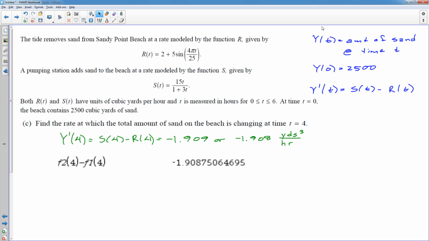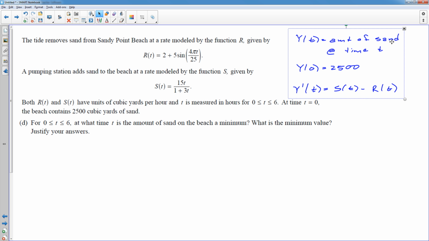All right, last one, part B. Now let me copy this so I can move it over as well. From 0 to 6, at what time is the amount of sand on the beach a minimum? Anytime you are asked for a minimum, you can guarantee you're going to need critical numbers. In calculus, you're almost always going to need critical numbers for the minimum. Now, this one's also on a closed interval, so this is actually going to be an extreme value theorem question, which makes it a little bit easier.